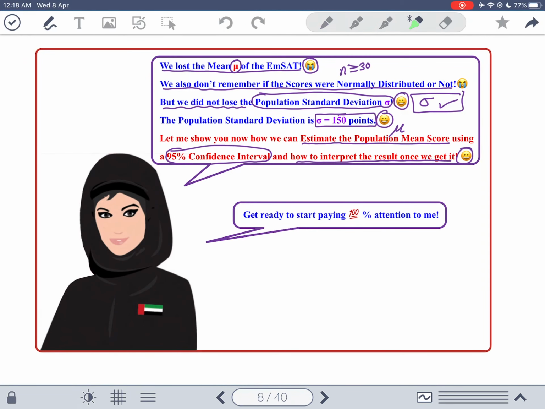So please now get ready to start paying 100% attention to Leonids. If you feel that you're tired or you cannot pay attention now, please pause the video and come back when you are ready. But come back and read this slide before you go to the next one. That's according to Leonids. Okay, so now we will start doing what Leonids is trying to do.